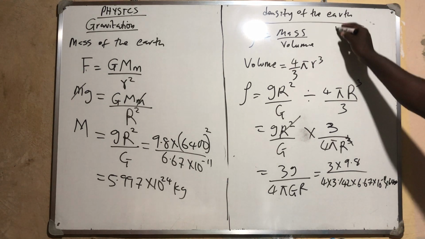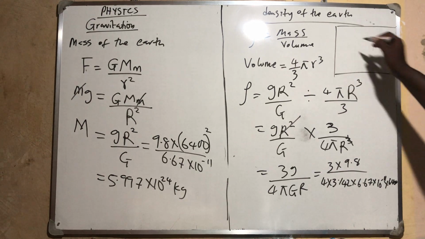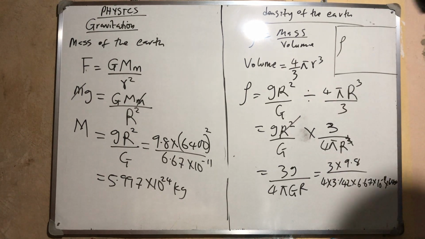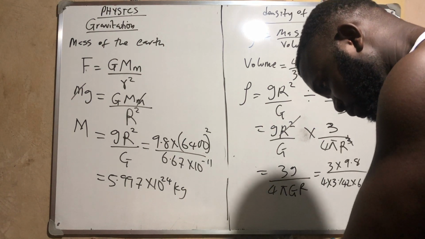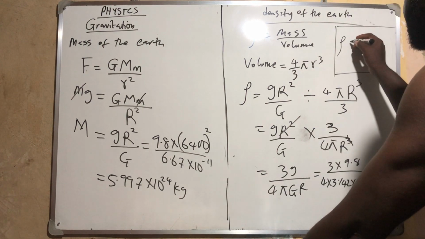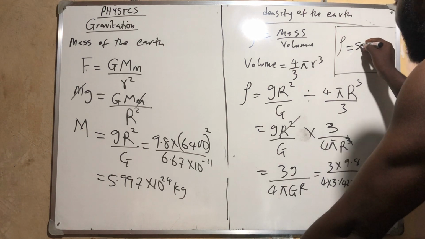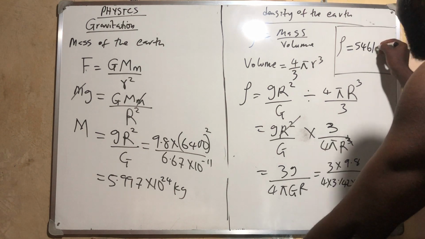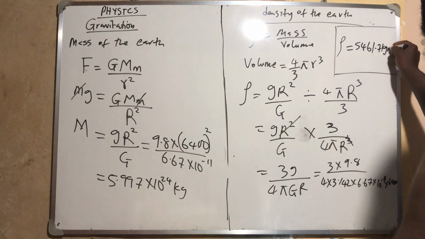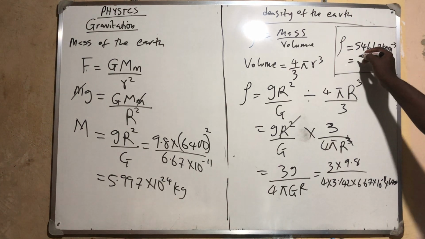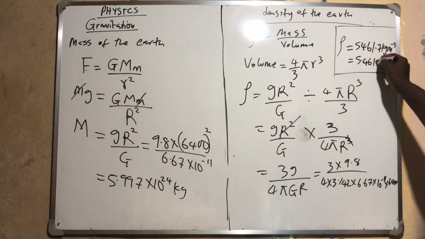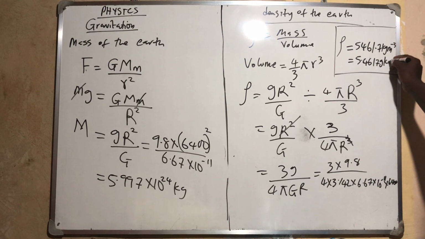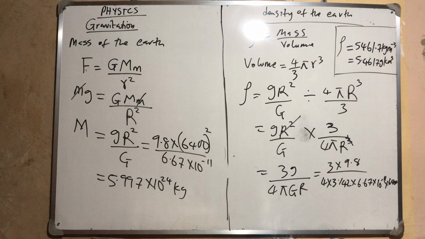So if you do everything, you now see that the density of the earth is 5461.7 kilogram per meter cube, or 5.4617 gram per cm cube. So that is the density of the earth. You can know that.